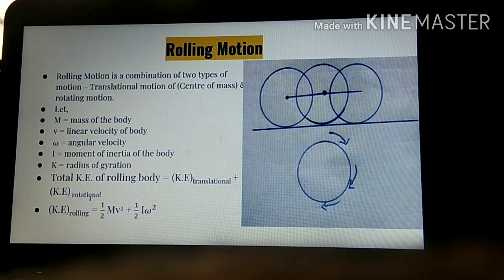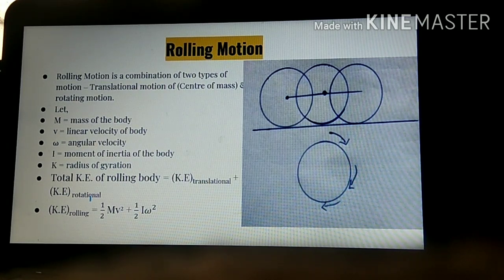Now we will study this whenever the ball is rolling, or whenever a round spherical object is moving in a forward direction. Does it only move in a forward direction? Does it only comprise translational motion?